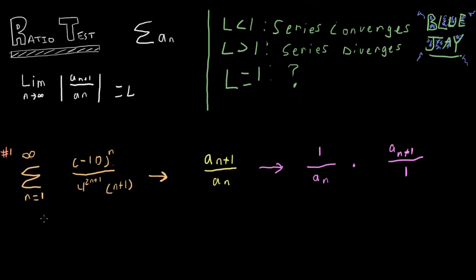Good afternoon, everybody. This is Blue Jay here, and I'm going to be talking about the ratio test today. Now, the premise behind the ratio test is that essentially we're taking two different values of the function, a_(n+1) and a_n, and we're taking the limit of that ratio. A ratio is essentially a relationship between the former and the latter term.